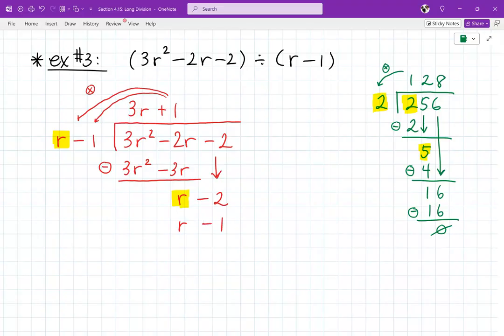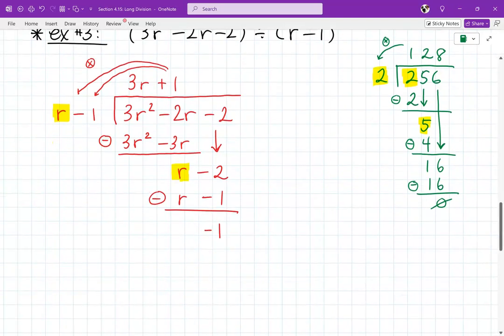Okay? Now I subtract. r minus r, 0. Negative 2 minus negative 1, that's a what? Well, it's a 1, but it's negative 1. That's my remainder. Okay? So here's how you're going to write your answer. This number up here is called our quotient. That's your solution. So I'm going to write it out, 3r plus 1.